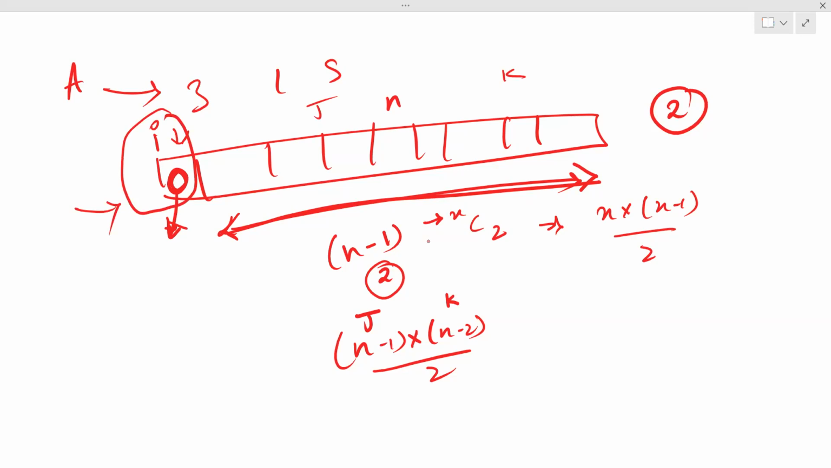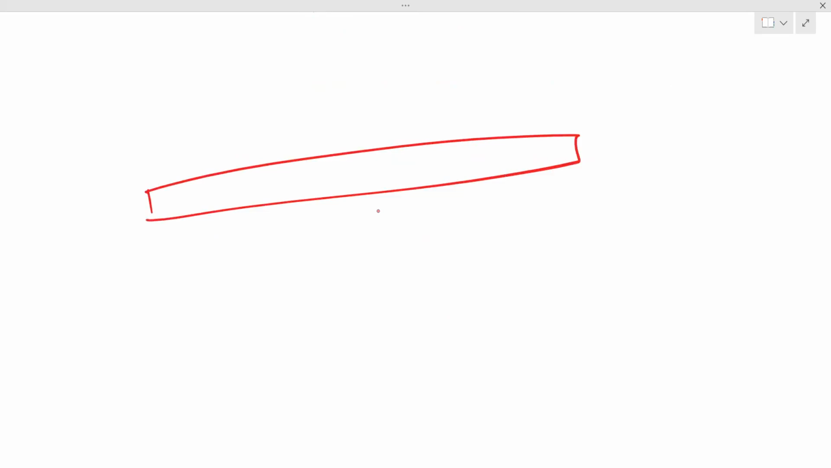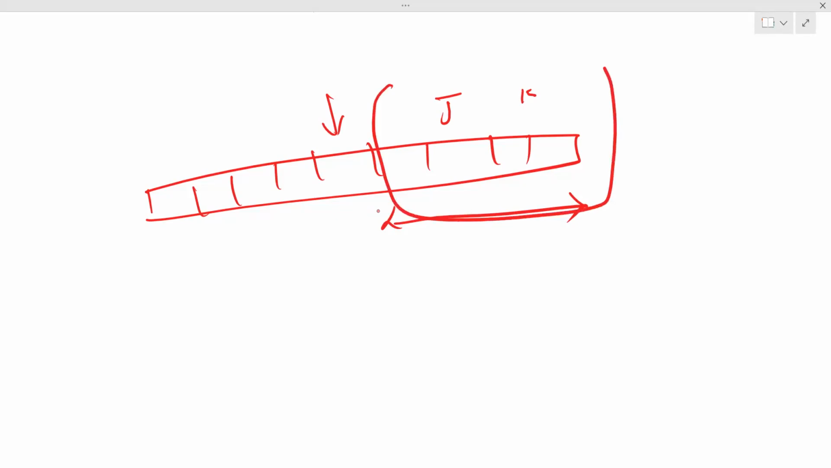And xC2 is nothing but x into x minus 1 by 2. Since I am finding n minus 1 C 2, this is the value that I'll get. Similarly, for each of the indices, I have to do the same thing. Let's say I'm currently here, so I look at how many indices occur after this. Why? Because if I select, I have to select j and k from this side only. These are the only options that I have while selecting j and k.